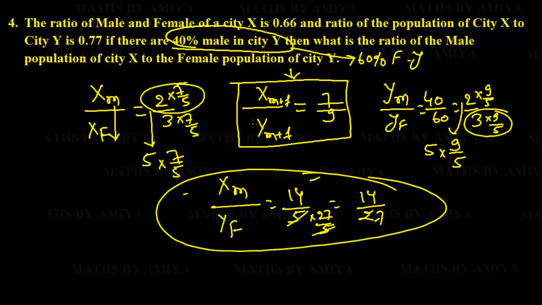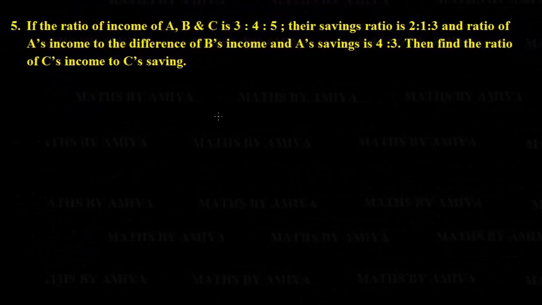I hope this one is clear. We just need to understand which one is the reference data and merge the reference data with the other two data ratios. Generally we do not touch the reference data. I hope this one is clear. I will again say, pause the video, solve the question.